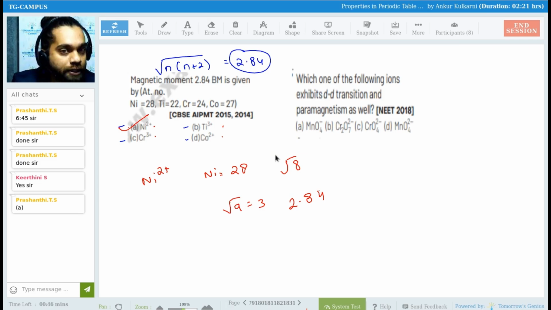You have to solve it and check, out of all these 4, which one gives 2.84. Is it clear, Anthony? Okay. Yes. Now to the right. Come on.